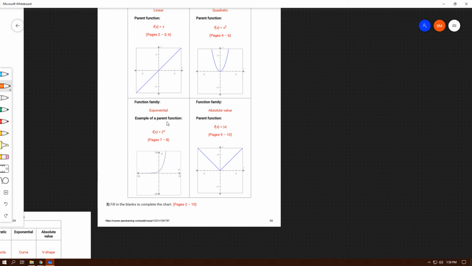Then an example of a parent function: the base for exponential, the base can change. So there is no parent function per se that everybody starts the same. That 2 could change. It could be a 3, it could be a 4, it could be a 5, but it's always in this form. And then this is the parent, and then you can change this from there.